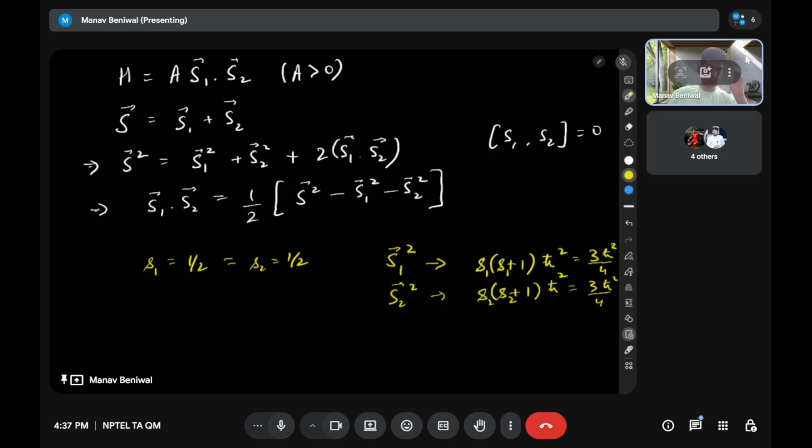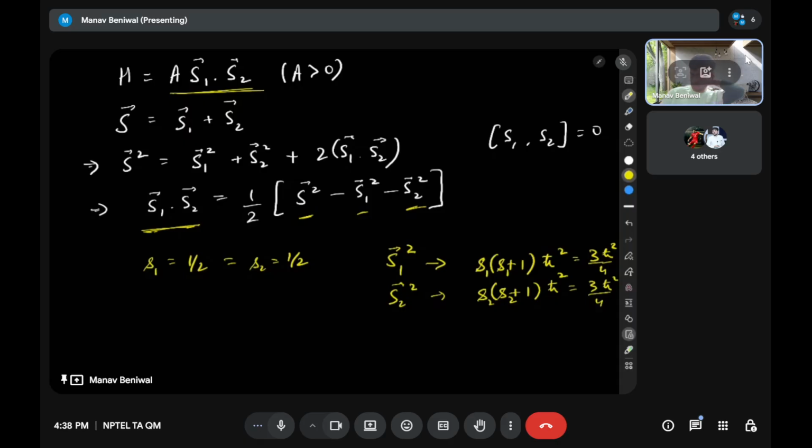Essentially, let me just quickly tell you what we are doing. We need to find the eigenvalue of S1 dot S2. But we don't know the eigenvalues of S1 or S2 separately. What we know are the eigenvalues of the squares of these operators, S squared, S1 squared, S2 squared. That is why we have converted S1 dot S2 to this expression.